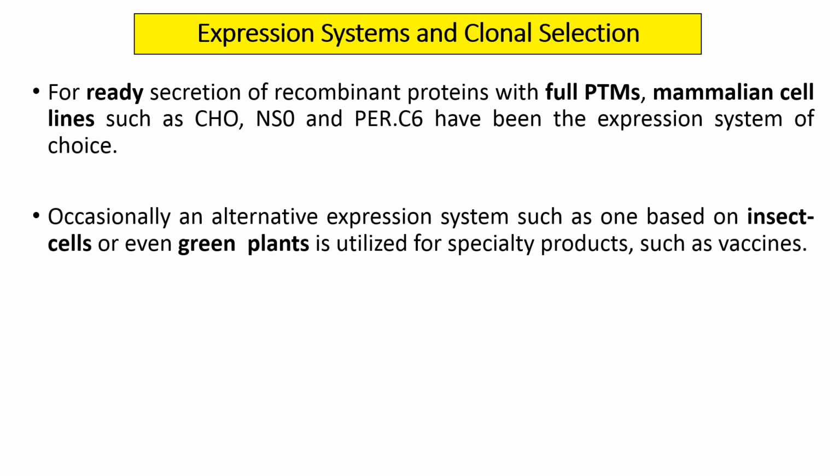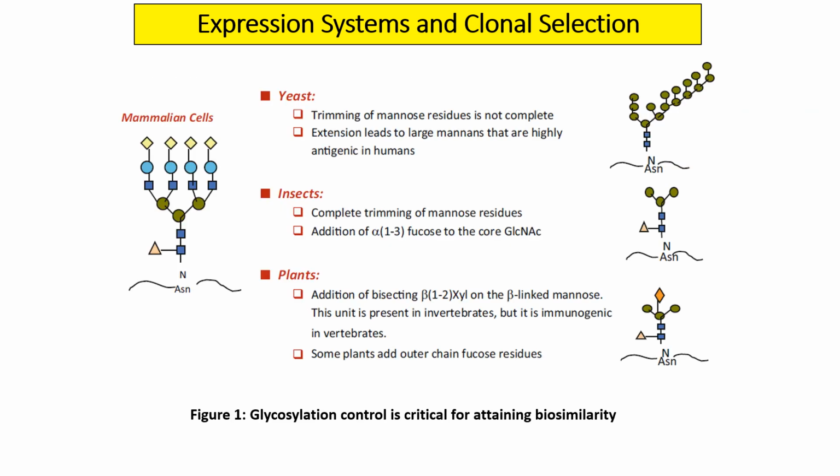So occasionally, an alternative expression system, such as one based on insects and insect cells, or even green plants, is utilized for specialty products such as vaccines. This figure explains glycosylation in different systems, yeast, insects, and the plant, which is very important and critical for attaining biosimilarity. The details inside this figure are not included in the exam, just for your knowledge.